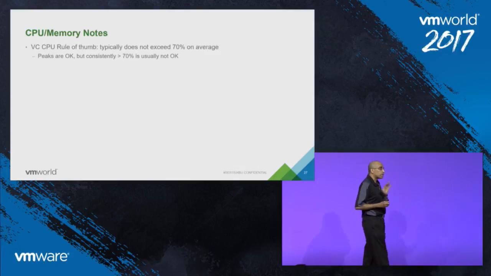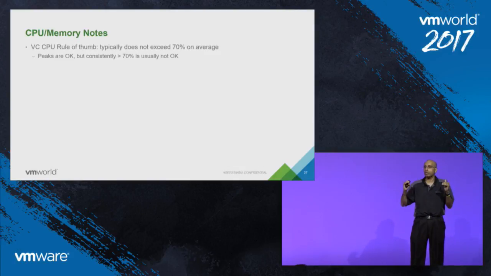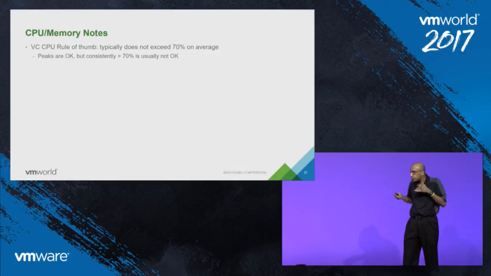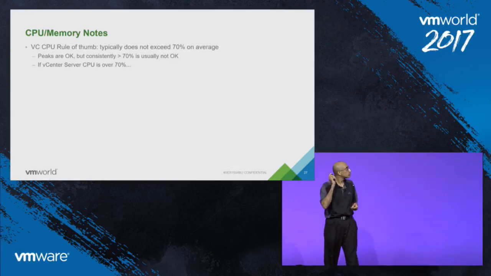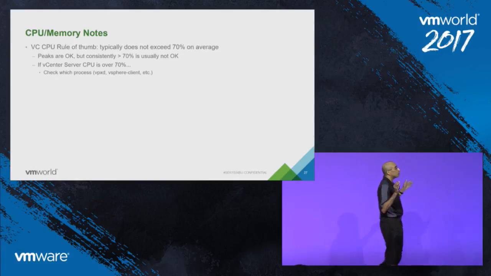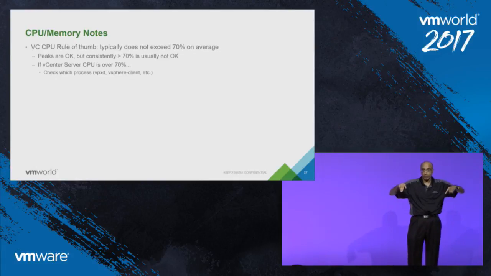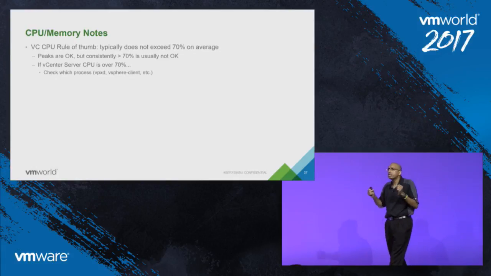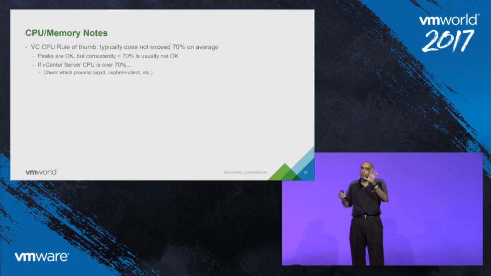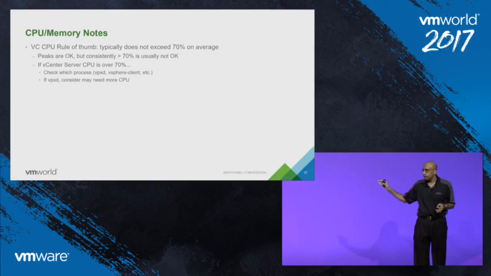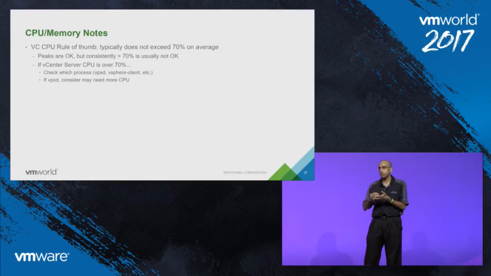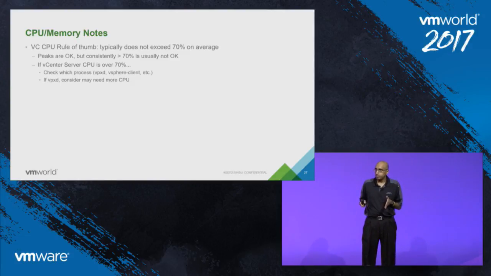I don't mean occasional peaks. I mean if it's consistently above 70%, then you probably want to probe a little bit deeper and see what's going on. So if it's over 70%, this is the entire vCenter server, check and see which process is taking that CPU. And I'm going to show you how to do this in the next few slides. If that process is VPXD, as Eric said, that's the main business logic as well as DRS, et cetera, you might want to add more CPUs.